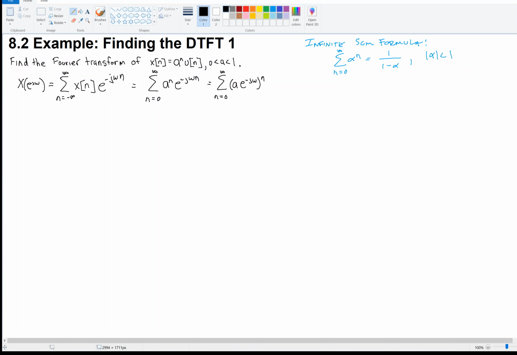So let's take a look at what we have. We have a e to the minus jω, to the n. So that's our alpha. And is the magnitude of that less than 1? Yes, because e to the minus jω has a magnitude of 1, but a is the magnitude, and we're saying a is between 0 and 1. So we can apply the infinite sum formula here, and this is 1 over 1 minus a e to the minus jω. And I wanted to be exact or concrete and say that is the answer. So that answers the question, believe it or not, and we're done.